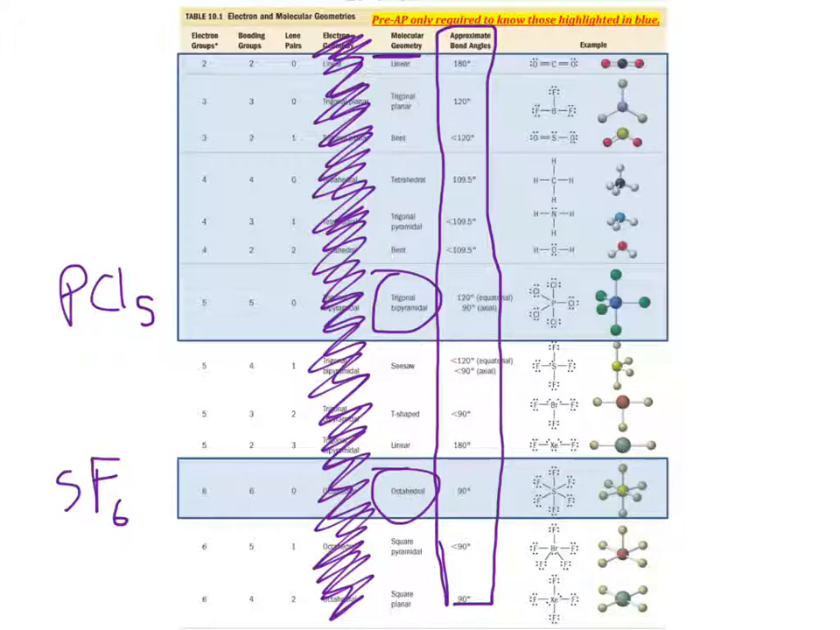And then tetrahedral has 4 atoms on it. So for example, CH4, tetra kind of sounds like 4. So that's how I kind of remember those.